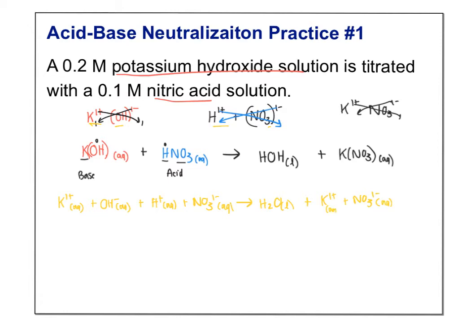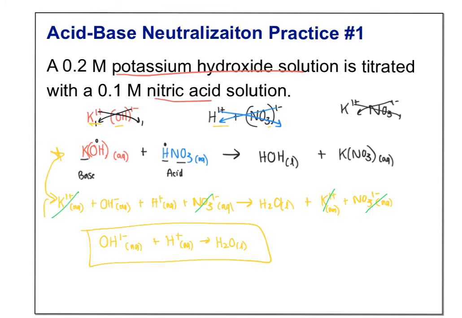Sorry, that's aqueous. We're going to cancel out spectators, K plus aqueous, NO3 minus aqueous, NO3 minus aqueous, and now you see the leftovers for the net ionic: OH minus plus H plus makes H2O liquid. So again, if you are in regular chem, this can be your correct answer. I would love if you can start to figure out how I went from here to here and then to here, but really that stuff in yellow is more for honors. So just kind of a breakdown there.